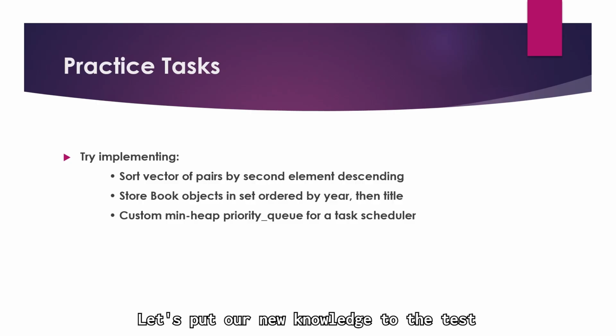Let's put our new knowledge to the test with some practice tasks. Sort a vector of pairs by their second element in descending order. Create a book struct and sort a set of books by publication year, then by title. Implement a custom min heap using priority queue to manage tasks based on priority and deadline.